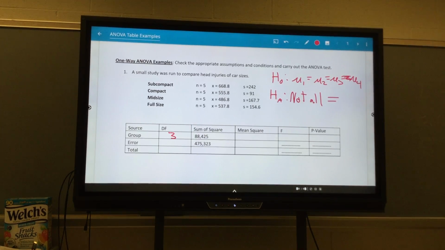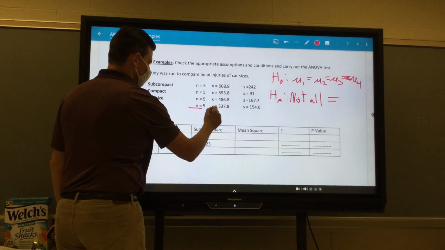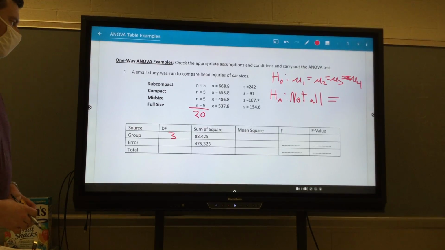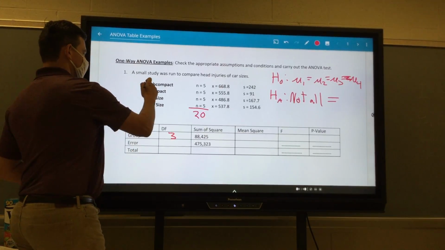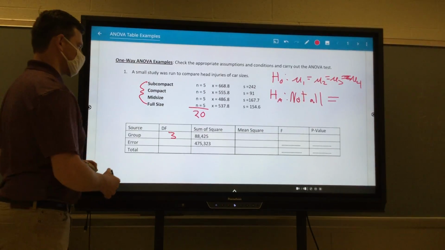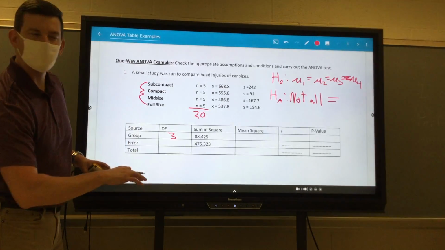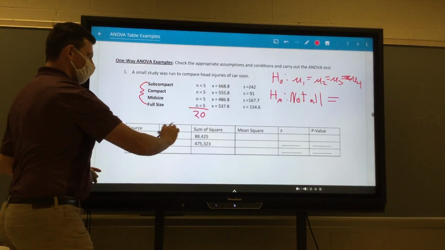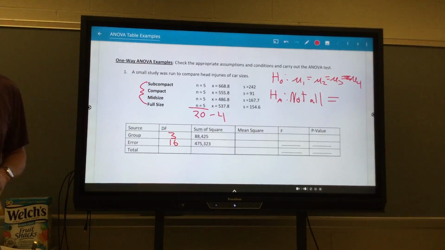For the denominator and the error, we are looking at our overall total here. We have 20 in our overall sample. And from that, we need to subtract away the number of different breakdowns that we have, the number of different populations. This was n minus I, if we wanted to use the labels that they provide. So 20 minus these 4 gives us 16 degrees of freedom.